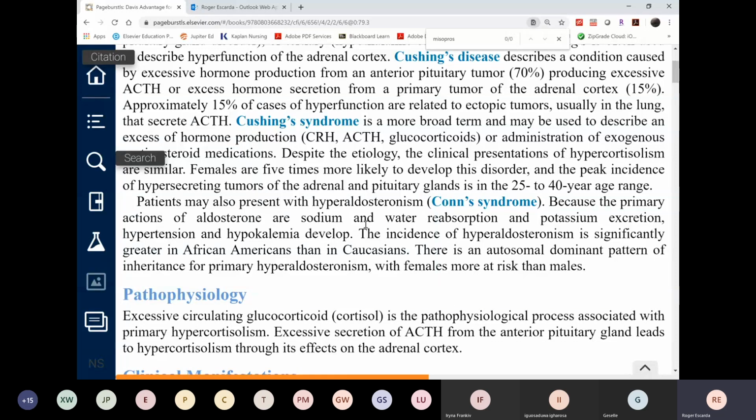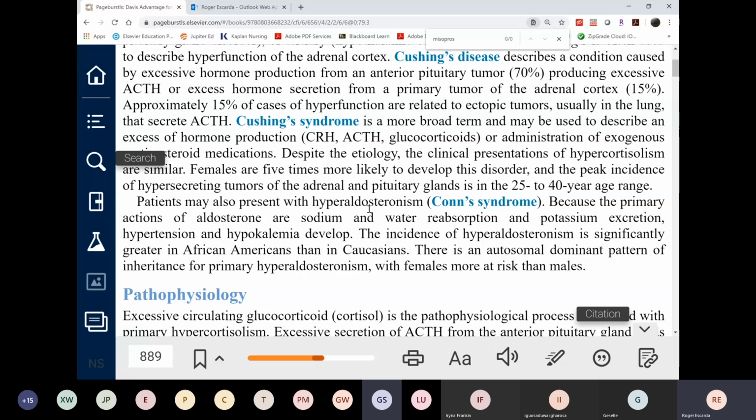So these are your problems: severe hypertension, hypokalemia at the same time, and hypernatremia. Because the blood pressure is so high, this will put the patient at risk for strokes and even heart failure. The treatment for this is simply we remove the tumor, surgery again, and then they'll be as good as new.